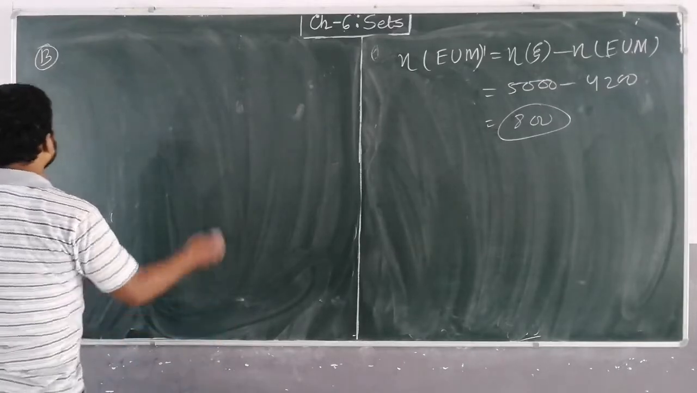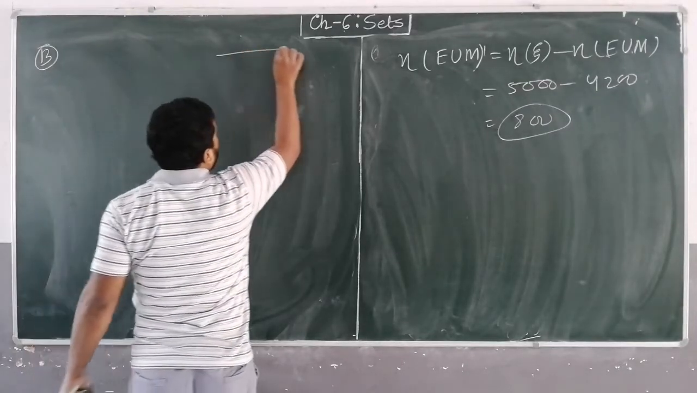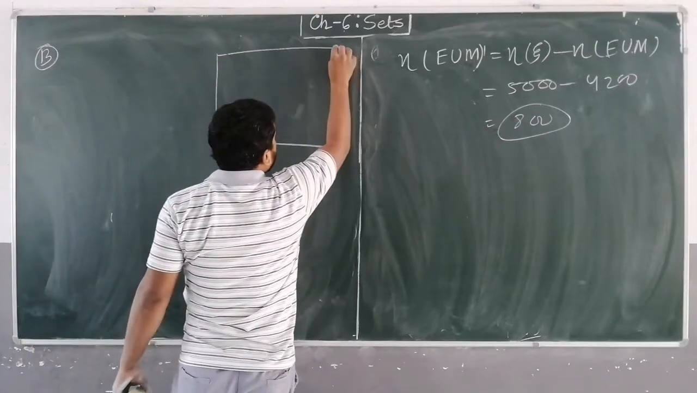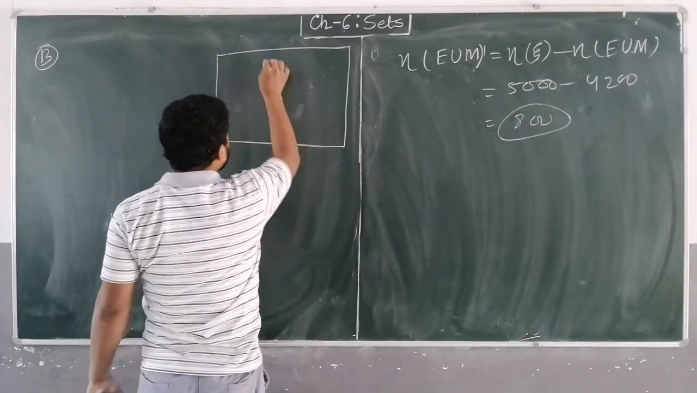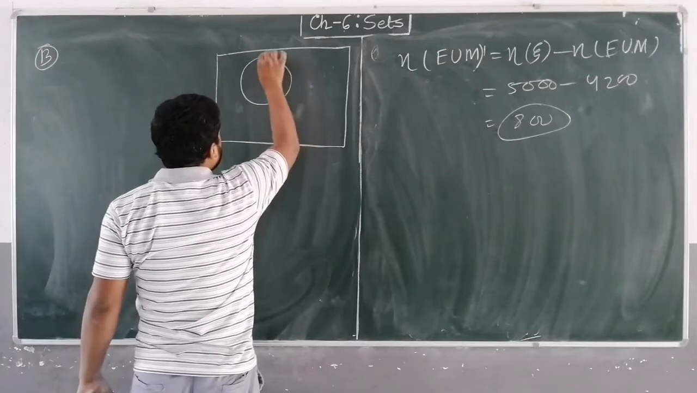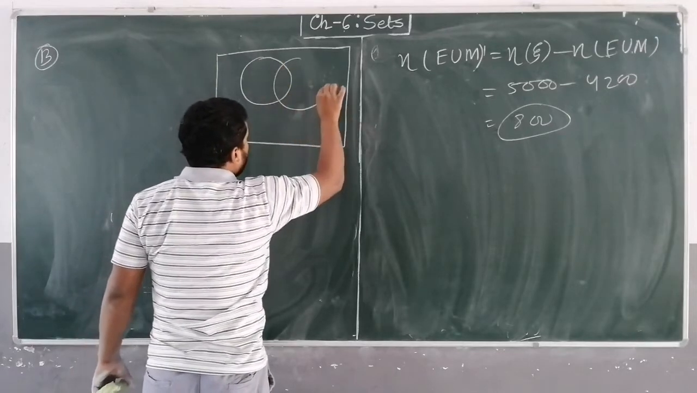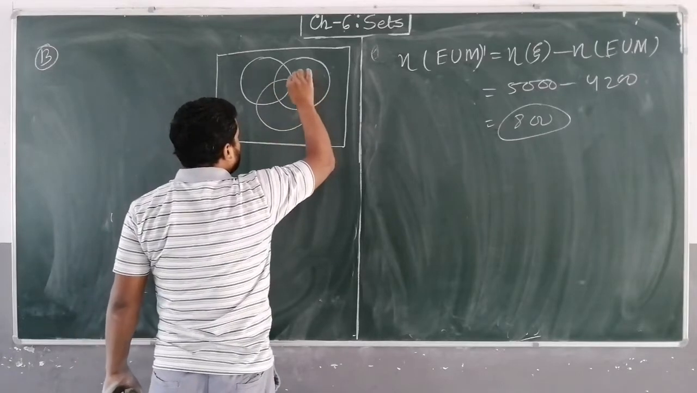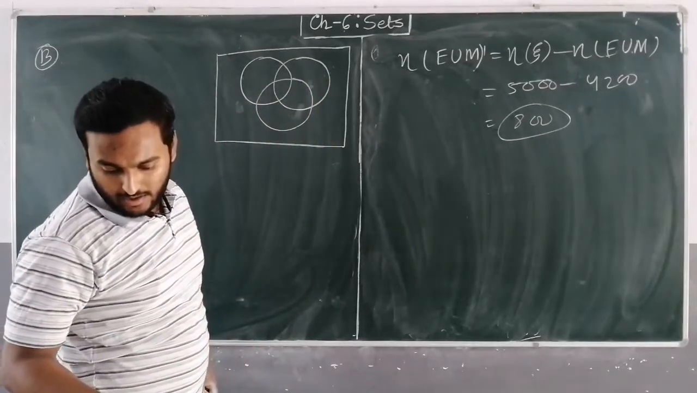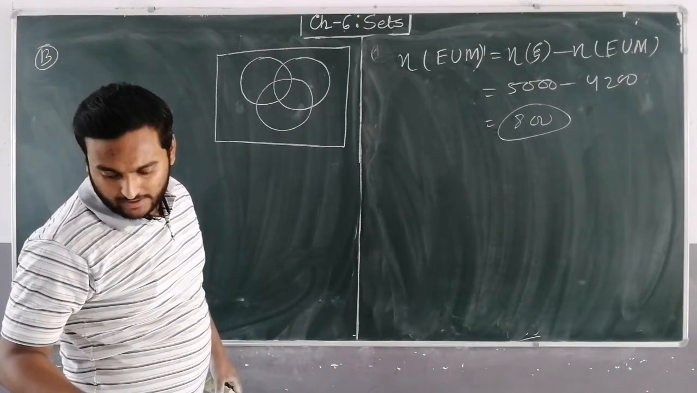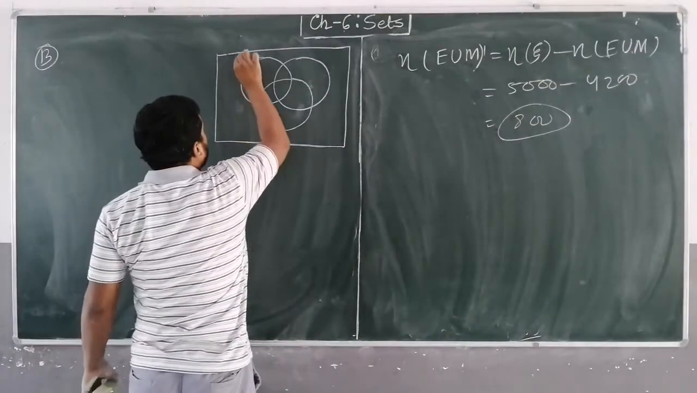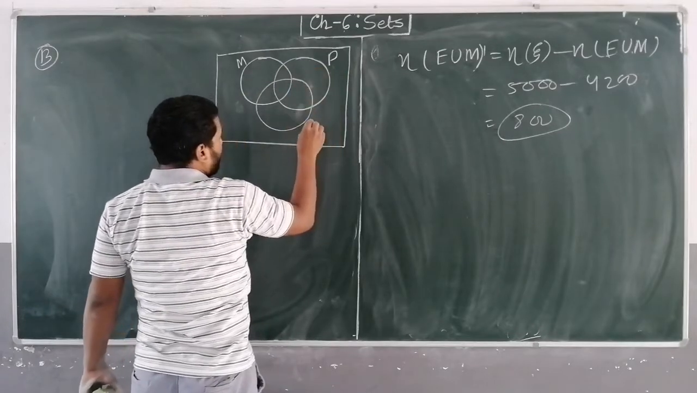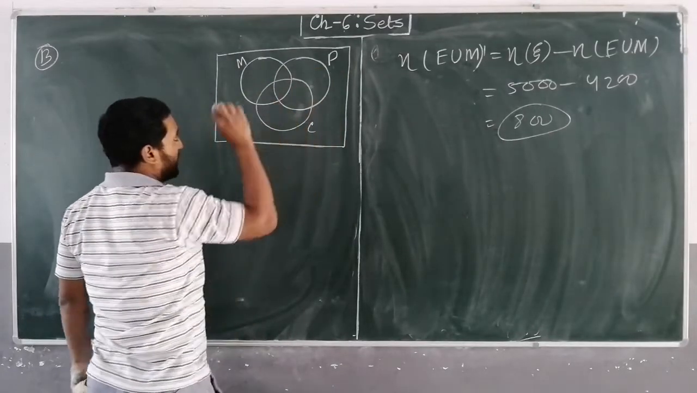Okay, so 13. Now Venn diagram. So 3 subjects are there: physics, math, and chemistry. So this is the set of the students studying math. This is the set of the students studying physics, and this is the set of the students studying chemistry.